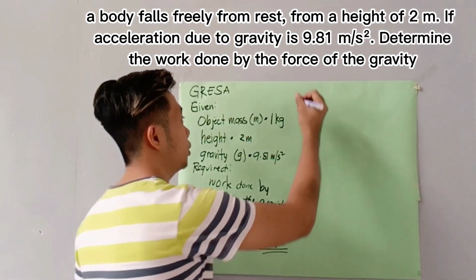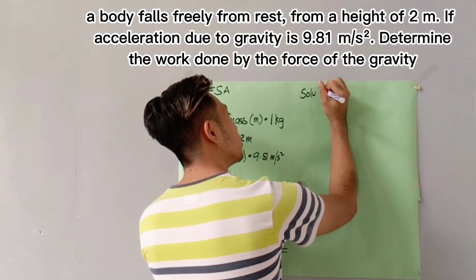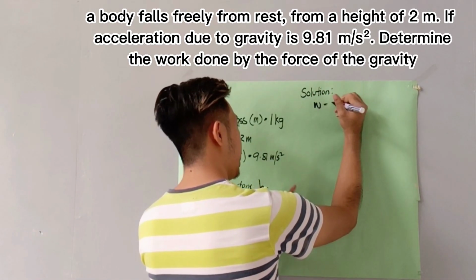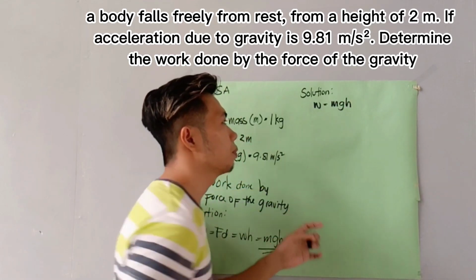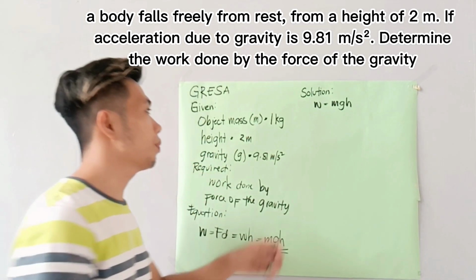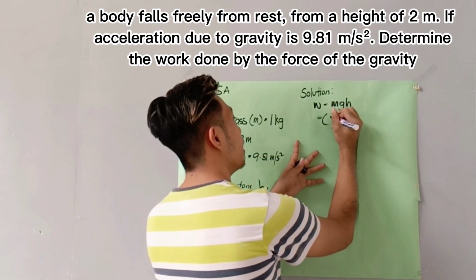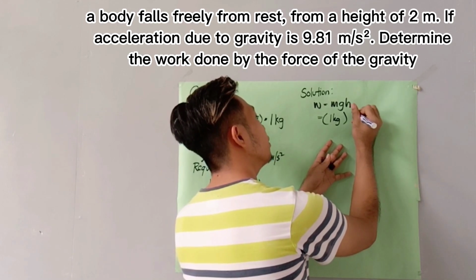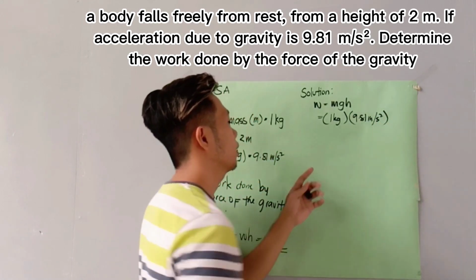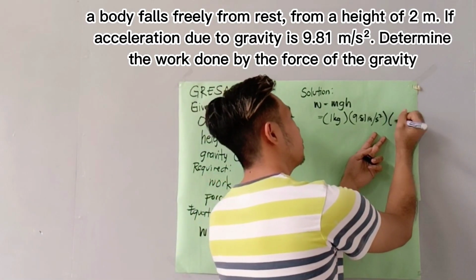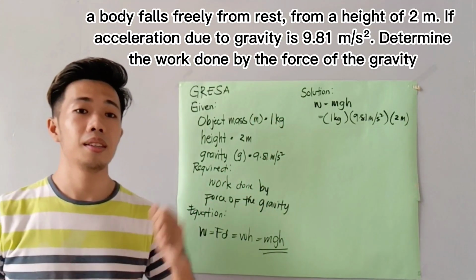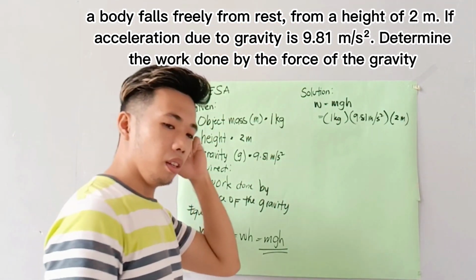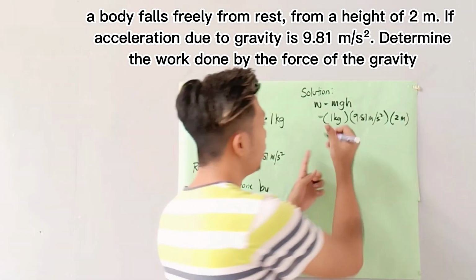For our solution, we rewrite this: W equals mgh. Then we just substitute our givens. We have a mass of 1 kilogram, gravity of 9.81 meter per second squared, and lastly, a height of 2 meters. Now we proceed to solving this problem.